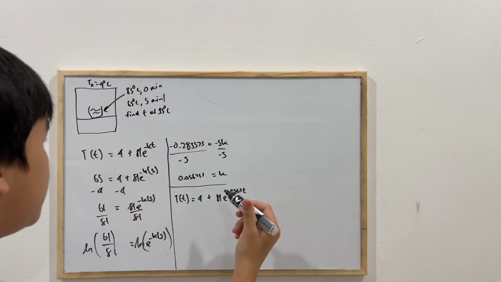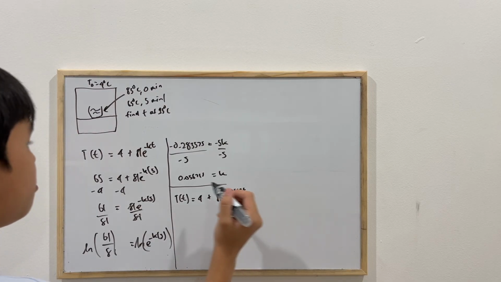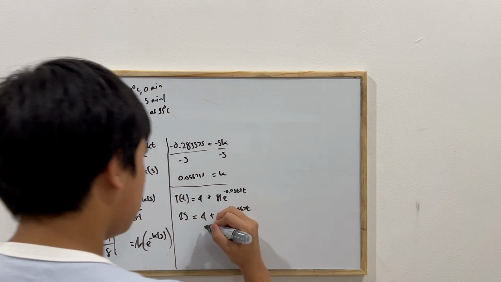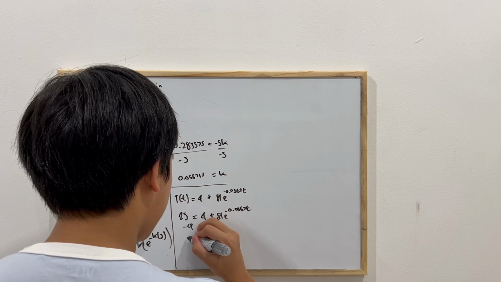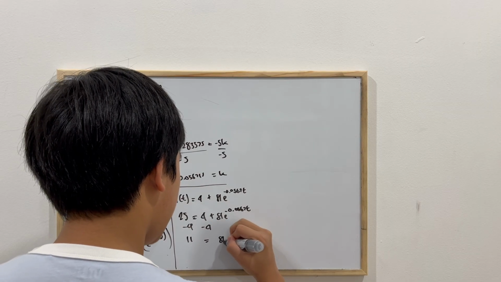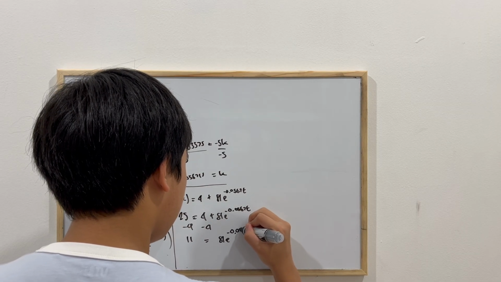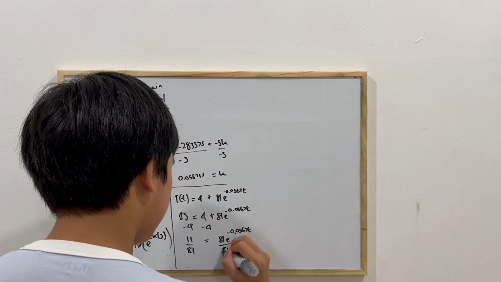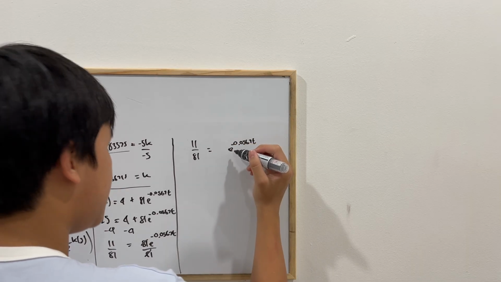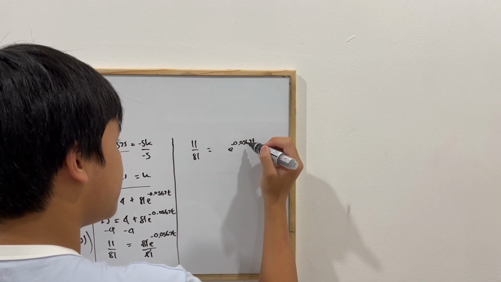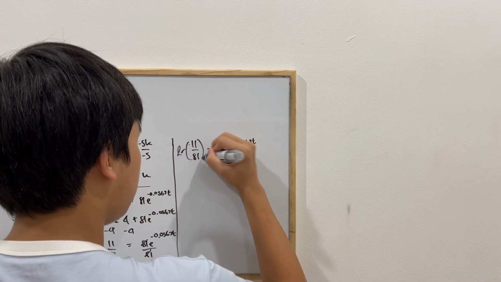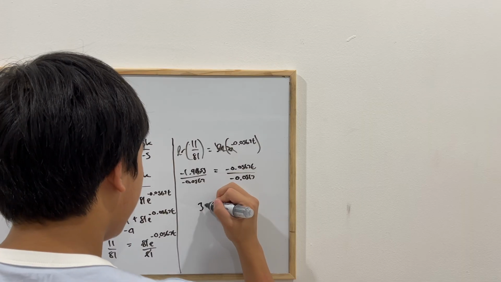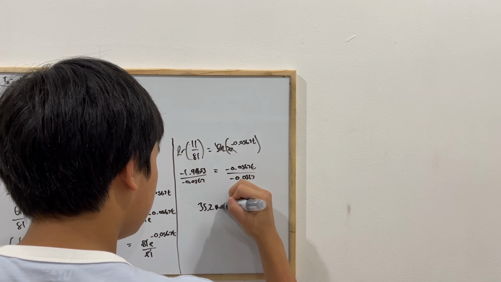And now we just need to find little t here. Because we know T of t, what we're trying to find is 15 degrees, so we can plug that in. t is what we're trying to find. We're going to subtract 4 on both sides and get 11 equals 81e to the negative 0.0567t. So we're going to divide by 81 on both sides. We have 11 over 81 equals e to the negative 0.0567t. Now what we're going to do is take the natural log of both sides to get rid of e here, and we're going to get our final answer as 35.2 minutes.